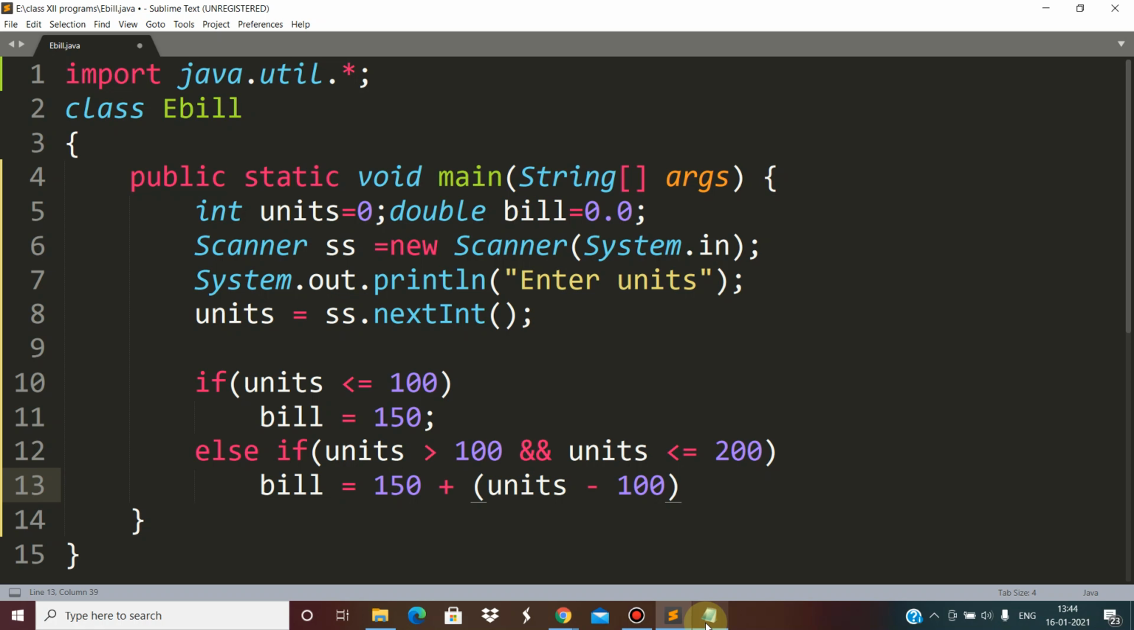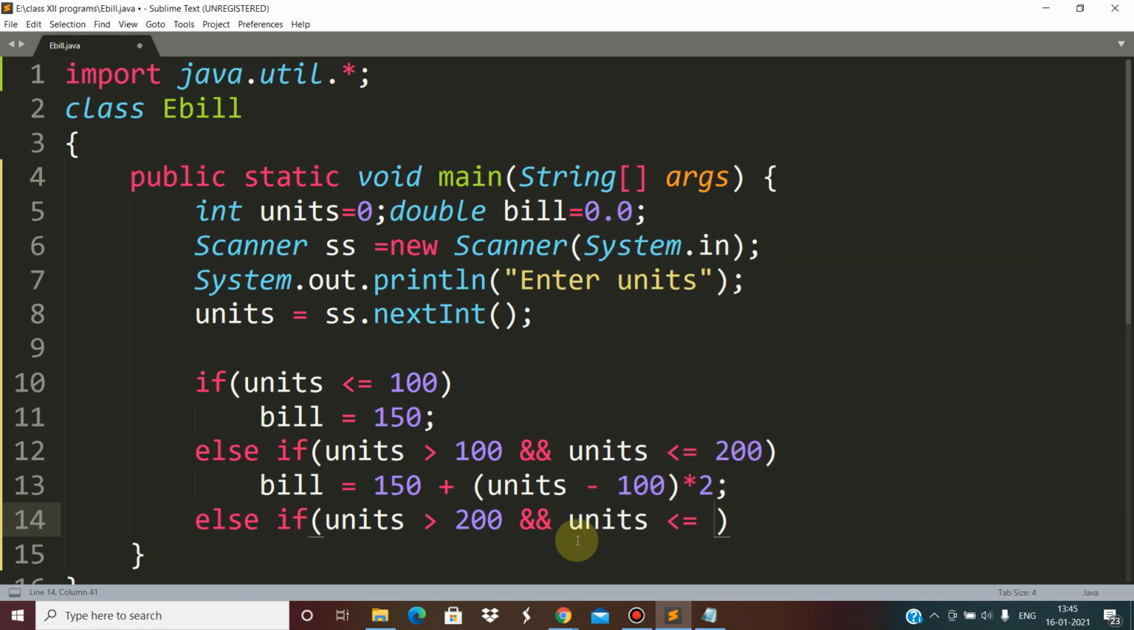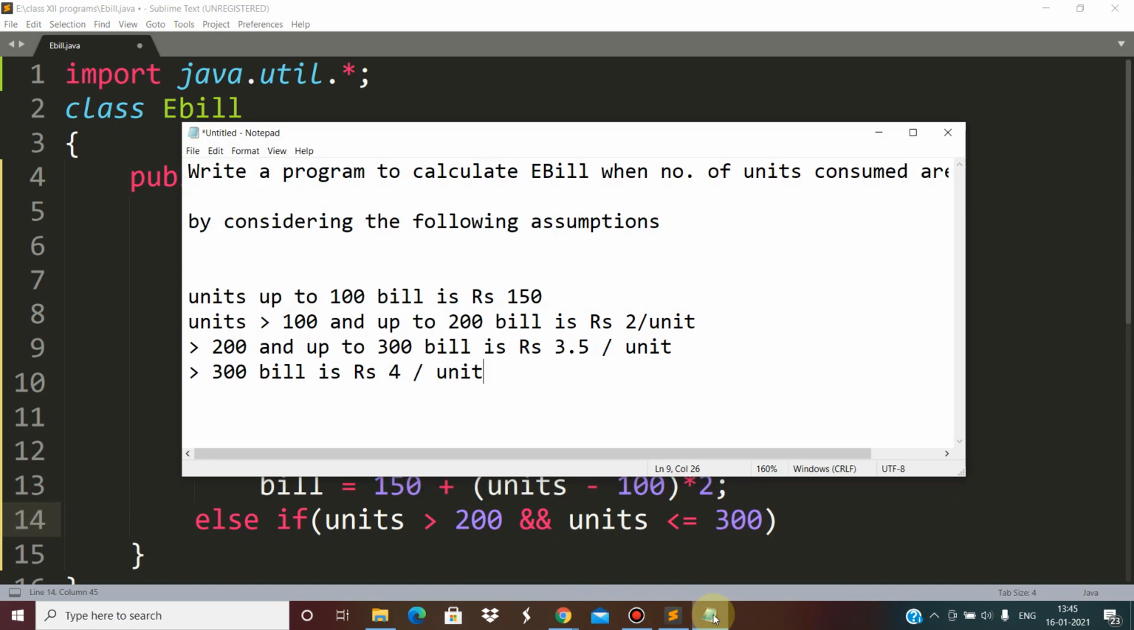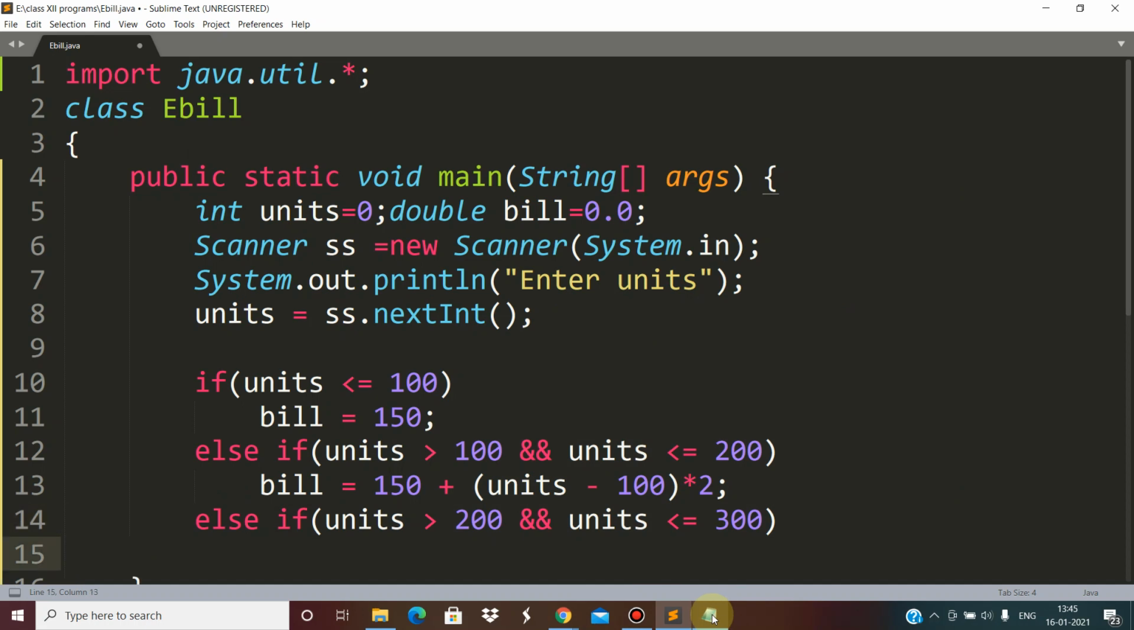For the first 100 units we have taken 150, that's why. Now if units are within this range, between 100 and 200, this is else if. Now else if units are more than 200 and units are less than or equal to what? I think it was 300. Yes, sir. So up to 300, the bill is rupees 3.5. What to write in this case?